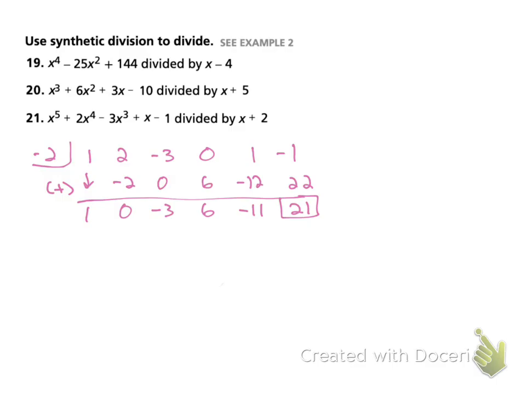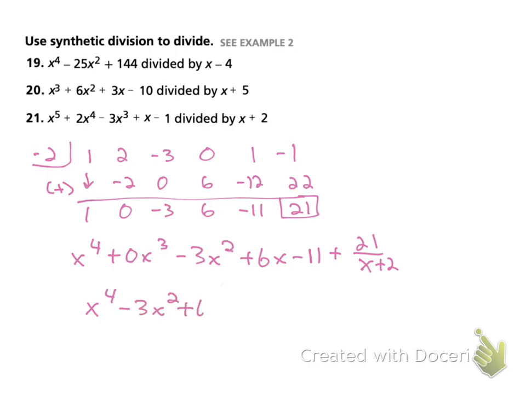So my answer there will be x to the 4th plus 0x cubed minus 3x squared plus 6x minus 11 plus 21 over x plus 2. And so technically you'd write that as x to the 4th minus 3x squared plus 6x minus 11 plus 21 over x plus 2.